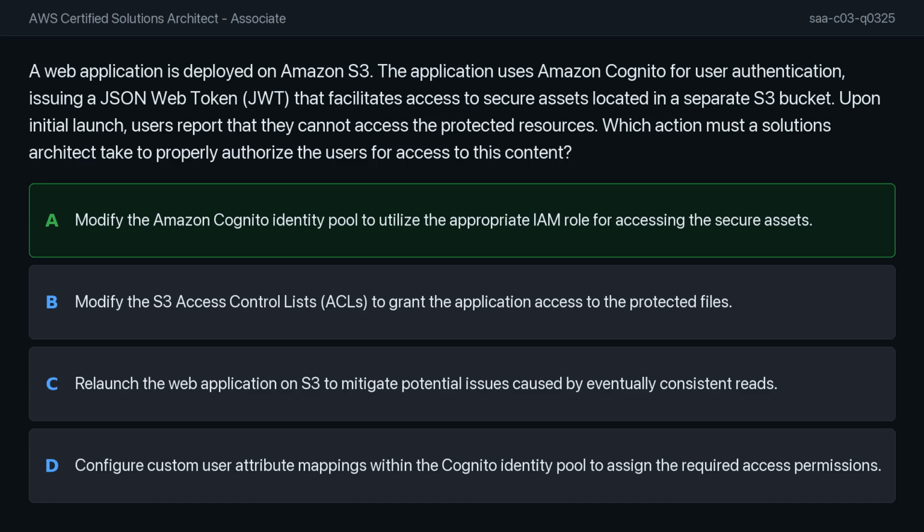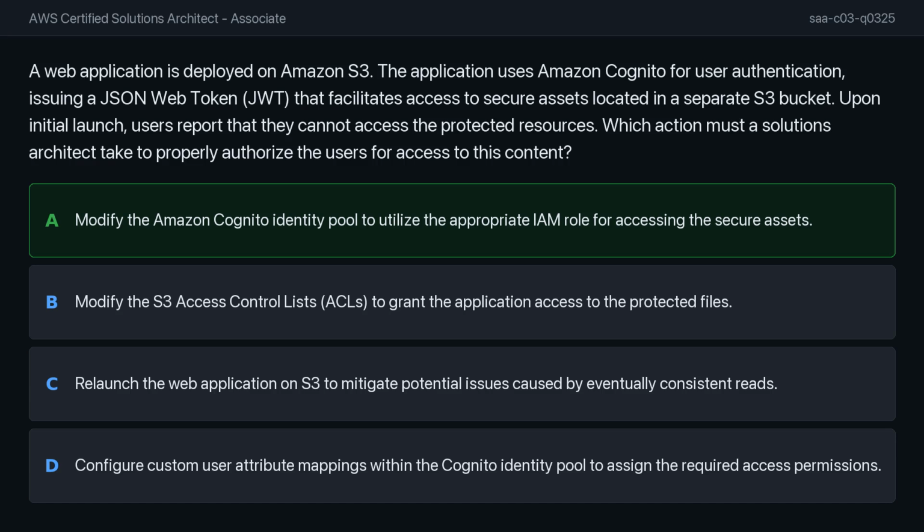Why are the other options incorrect? S3 access control lists are a legacy method and are not the recommended way to manage fine-grained access in modern architectures. Relaunching the web application will not help because S3 offers strong read-after-write consistency for new objects, meaning that is not the cause of the error. Additionally, custom attribute mappings are used to manage user profile information, not to grant IAM-based access to AWS services.